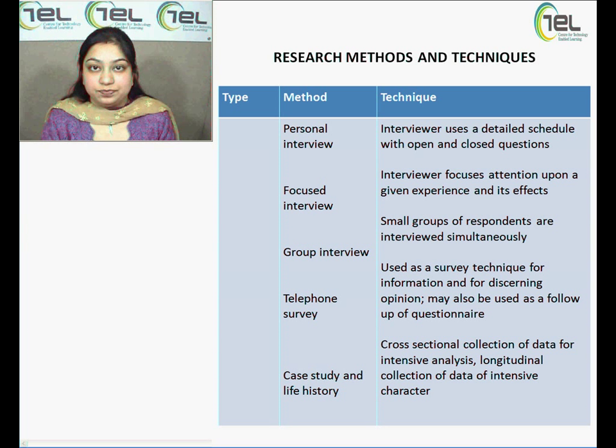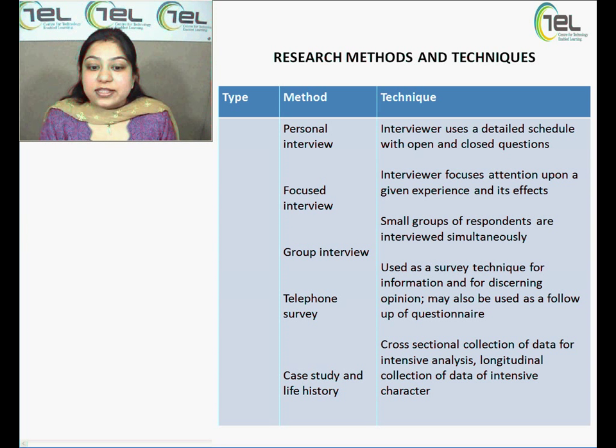right or wrong kind of thing, or where you have 2-3 options available. Where 2-3 options are available, or the respondent can answer only yes or no, these are known as dichotomous questionnaires. These are known as closed questionnaires, where the respondent has to answer in a fixed pattern only, where he doesn't have any freedom to speak or give his own opinion.